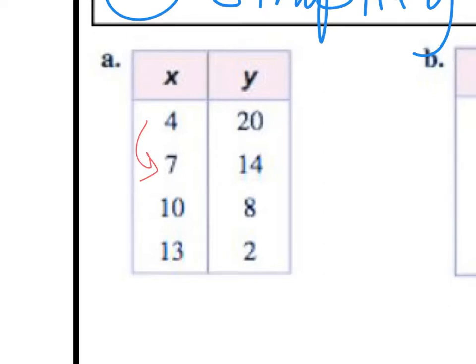Okay, from 4 to 7, does it add or subtract, and how much? How is it changing? Plus 3. From 4 to 7. I would draw arrows here, so you know you're going from 4 to 7, because you have to do the same thing on the right side. From 20 to 14, how does it change, please? It does subtract 6.